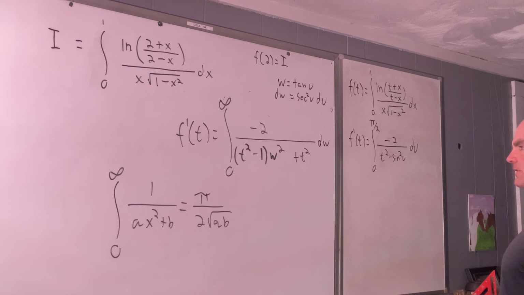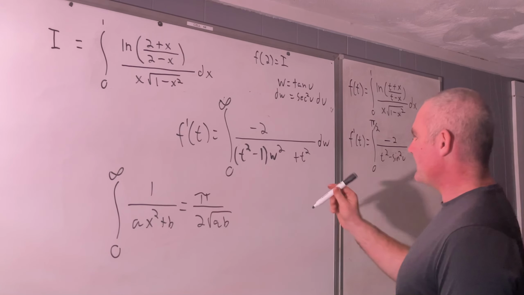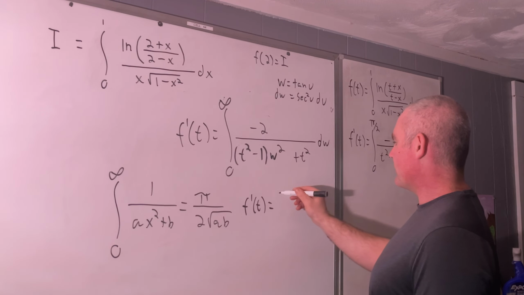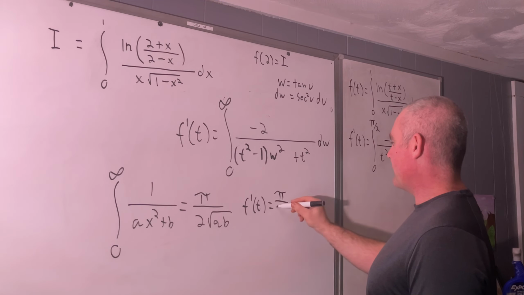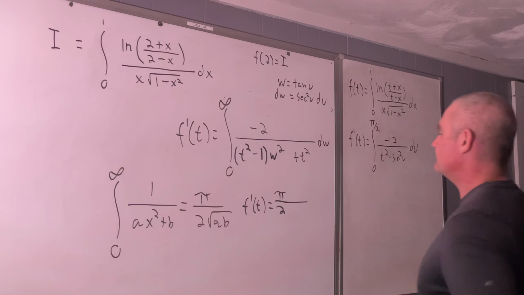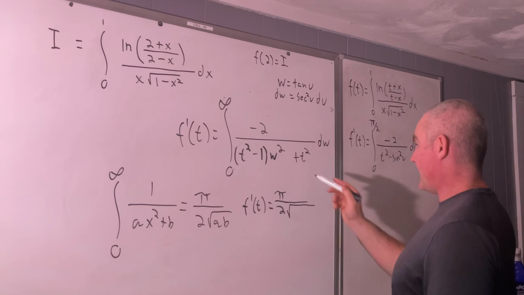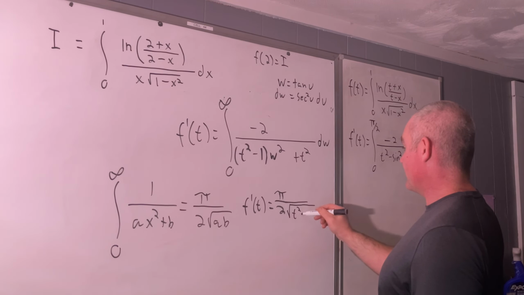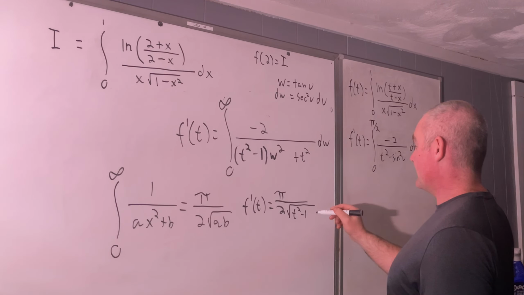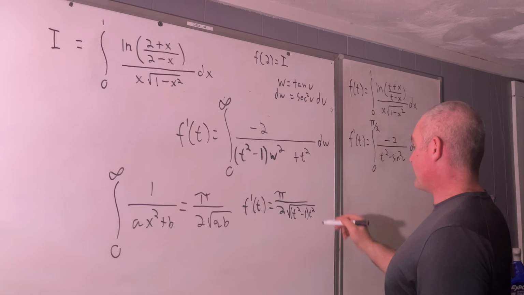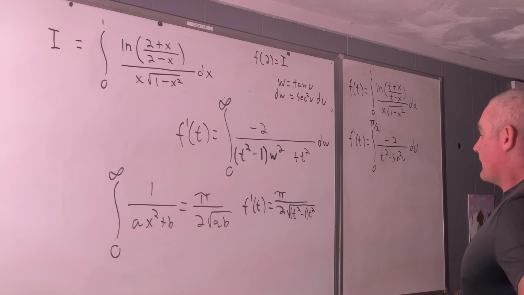Okay. So what does that mean for this? This means that f prime of t should equal pi over 2 times the square root of a, that is t squared minus 1, times t squared. Right?